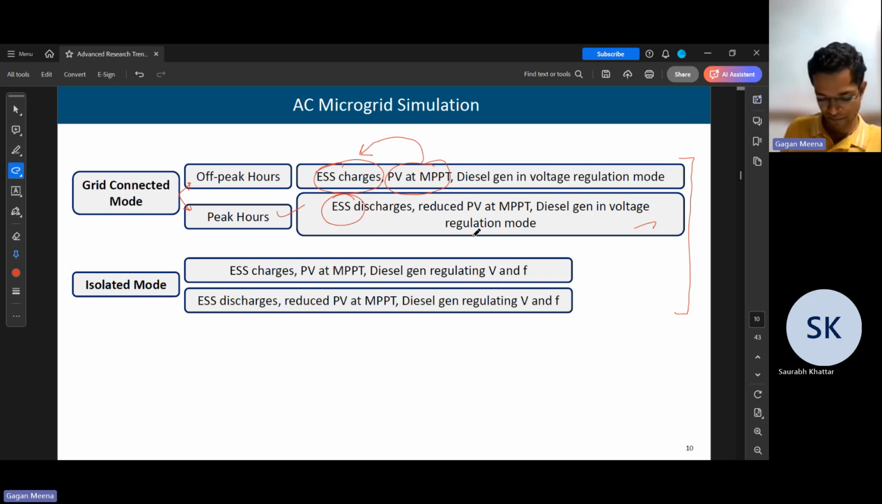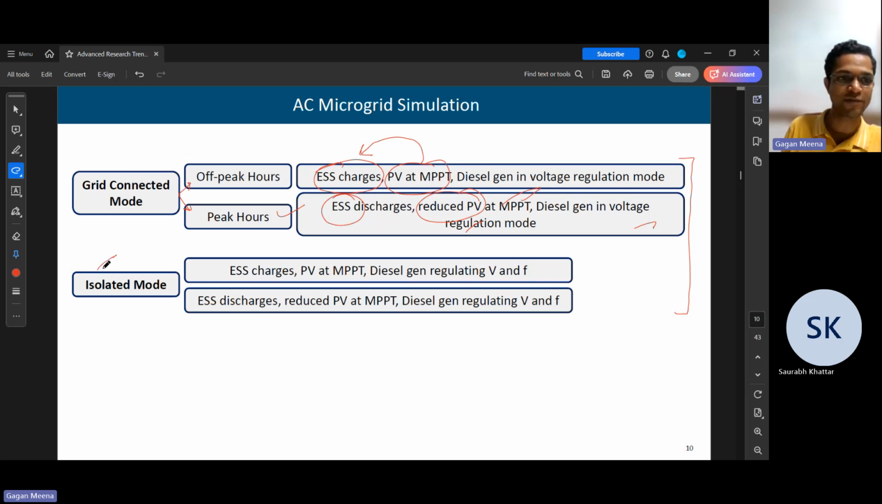And in off peak hour, generally, if it is discharging, PV will be operating at its reduced PV at MPPT. When off peak hour, the irradiance is less. The PV output will be less, but still it will be operating at its maximum power point. And then diesel generator is still operating in voltage regulation mode.